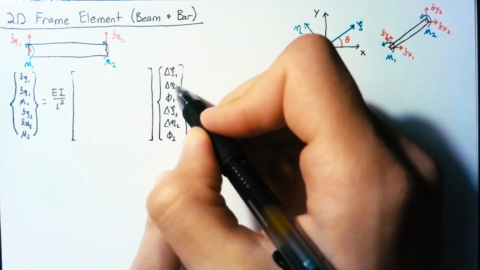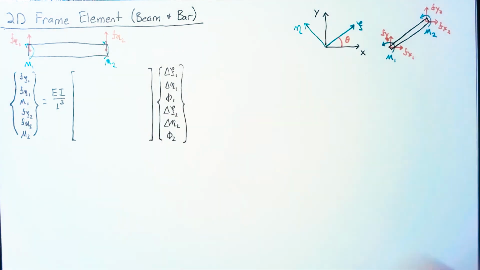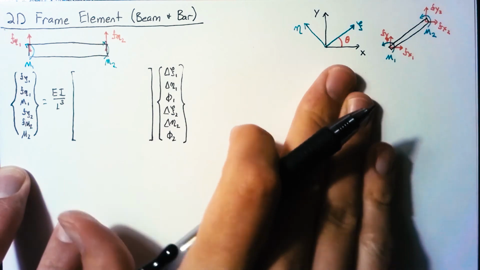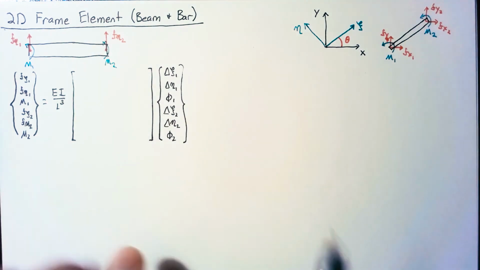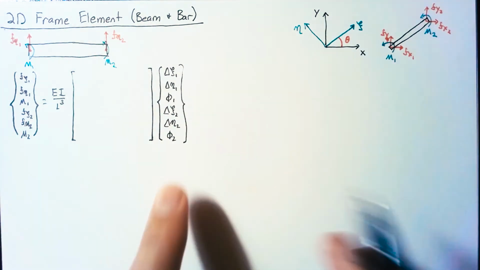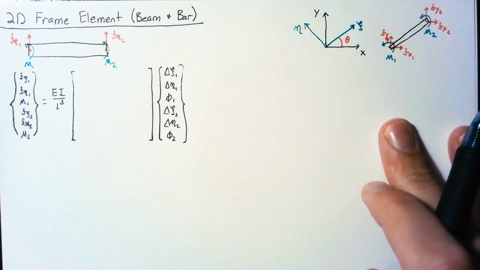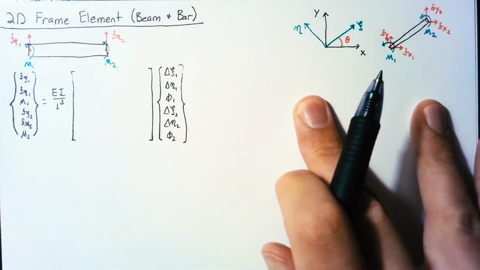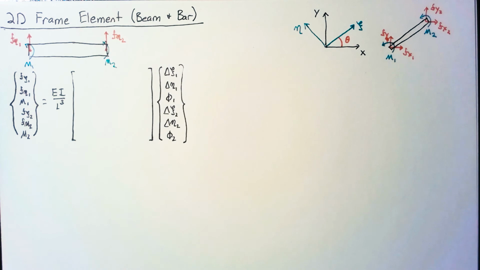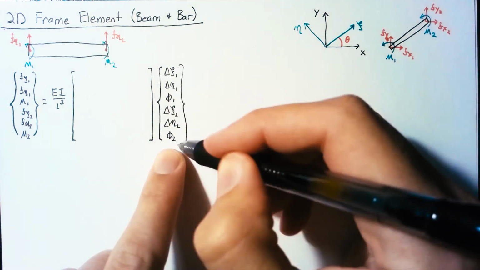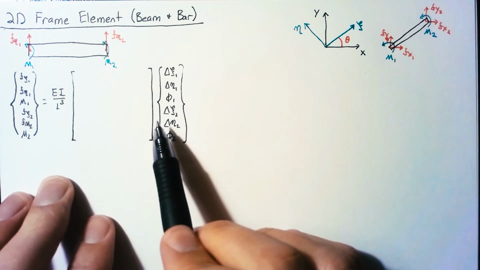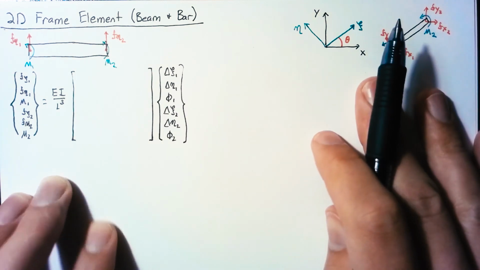The phi we actually get to use in both our local reference frame and our global reference frame, because a rotation here is not going to change the rotational displacement, just like a translation of the entire beam is not going to change the relative displacement of the beam itself. So we can get away with using the exact same terminology for the rotational displacement in the local reference frame and in the global reference frame.